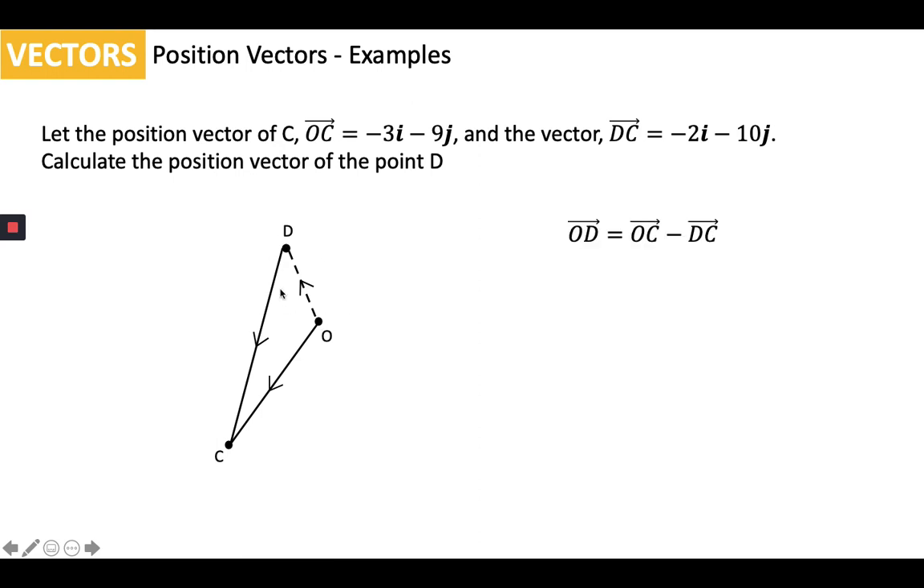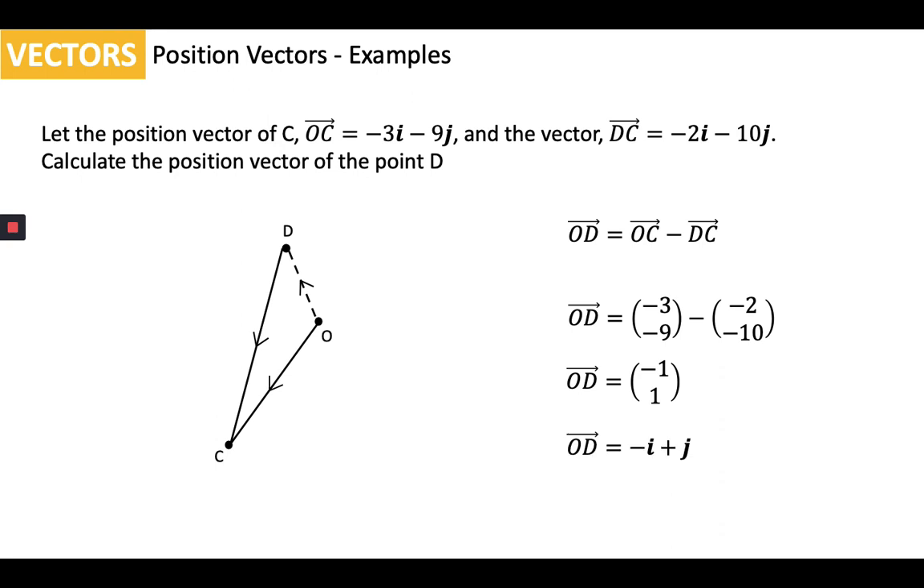Okay? So I know O to D is going to be O to C, subtract DC, or C to D, so subtract this vector DC. And then I can substitute my values in. Negative 3, negative 9, take away negative 2, negative 10. This negative will make these positive, and I'll get my answer, negative 1, 1. And then I can convert that back into i and j notation. I get negative i plus j. That's my final answer.